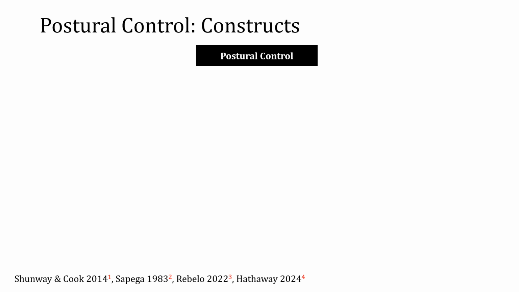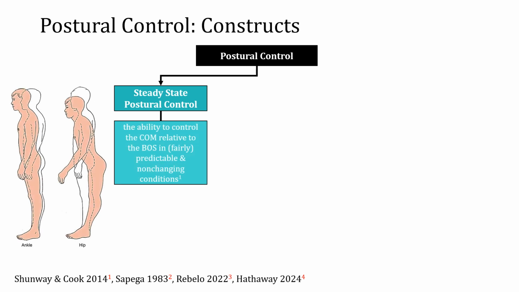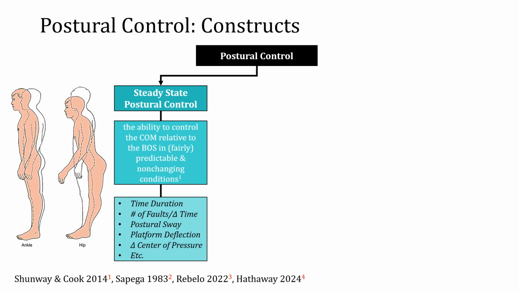All right, so there's going to be three primary domains or subsections of postural control that we will assess. So we can lump these into steady state postural control, which is defined as the ability to control the center of mass related to the base of support in a fairly predictable and non-changing condition. Examples of some of the outcomes that we can get from this is the duration of time that someone's able to maintain a particular position or posture without losing the center of mass outside of their base of support, requiring them to utilize a stepping reaction, postural sway, the number of faults over a given amount of time.